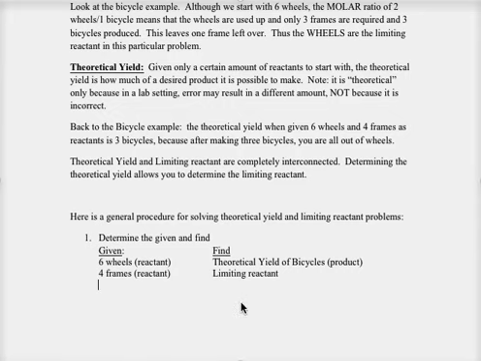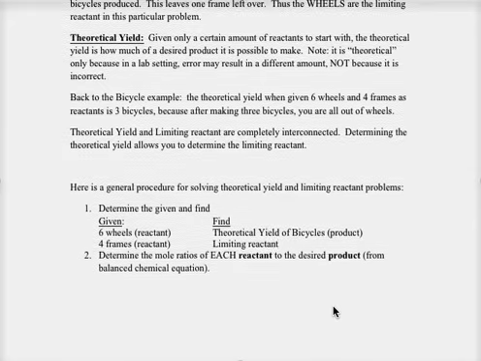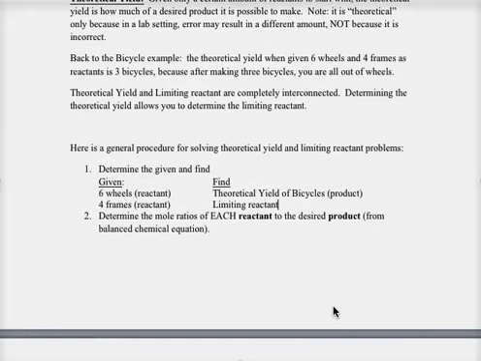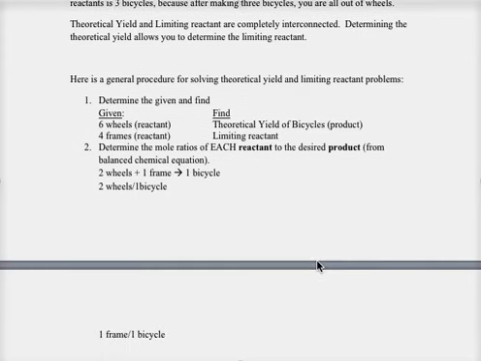Step 2, determine the mole ratios of each reactant to the desired product, and you get this information from the balanced chemical equation. So the mole ratios that are relevant in this case are the fact that there are 2 wheels for every 1 bicycle. Also, you've got 1 frame produces 1 bicycle. Those are the 2 most important molar ratios in this problem. All right, so let's go to step 3 now.